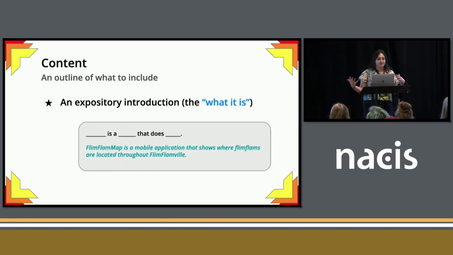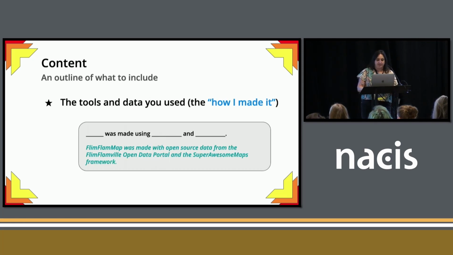And the expository, and at this point you're making an outline. It doesn't have to be sexy. It doesn't have to be flowy. It's just blank is a blank that does blank. So Flim-Flam Map is a mobile application that shows where flim-flams are located throughout Flim-Flamville. Very straightforward. The next, you want to talk about the tools and the data you used.